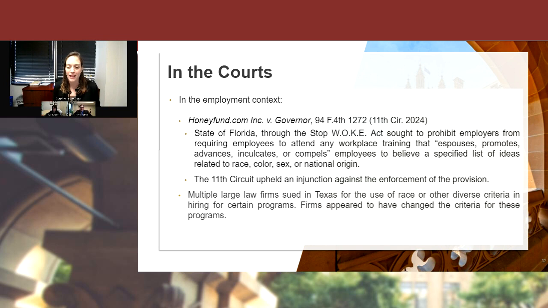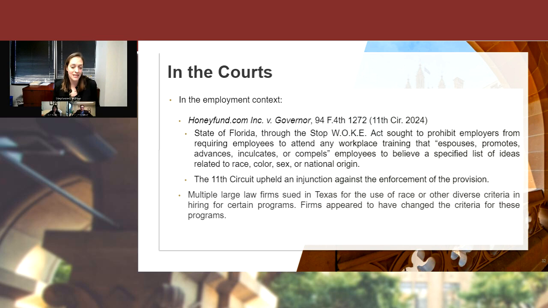So in Florida, through the Stop WOKE Act, they sought to prohibit employers from requiring employees to attend any workplace training that really promotes employees to believe in a specified list of ideas that are related to race, color, sex, national origin. So this is an employer thing, so slightly different in terms of Title VI, and this is a state law thing. But what was interesting here is that the 11th Circuit actually upheld an injunction to prohibit the state from allowing this law to go into effect.